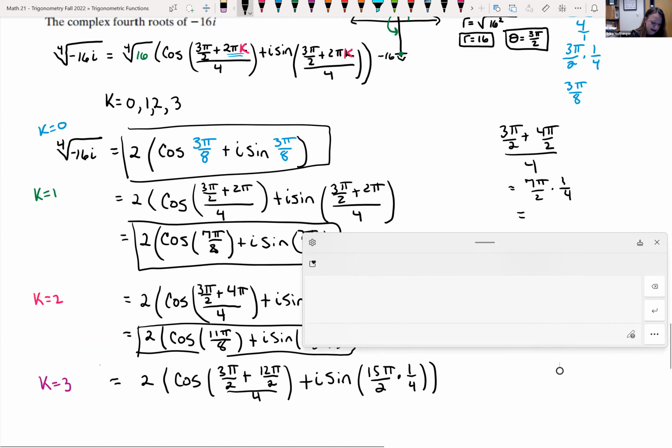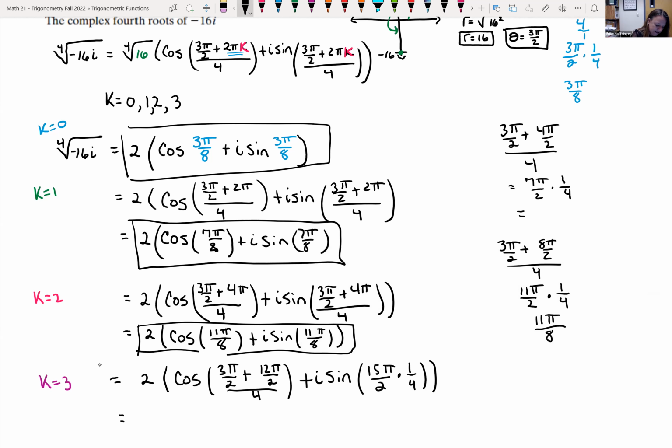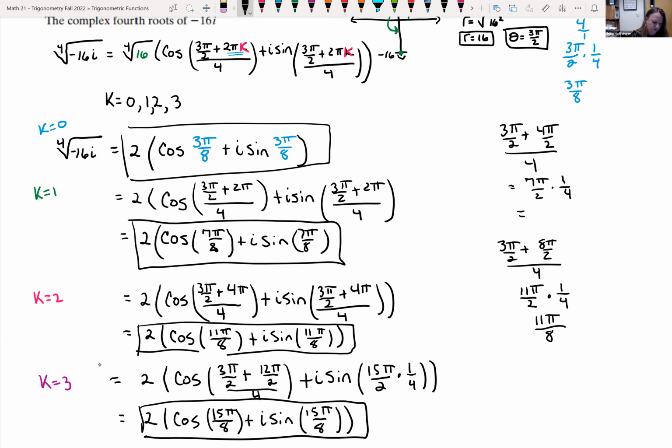So simplifying that, we get this is 2 times cosine of 15 pi eighths plus I sine of 15 pi eighths. So let's put this now in exponential form.